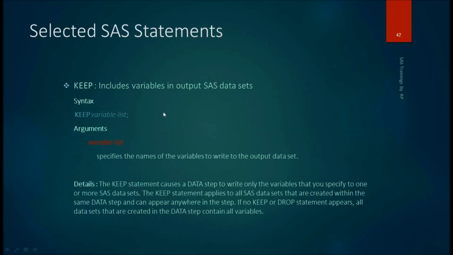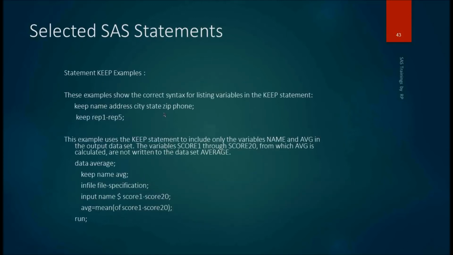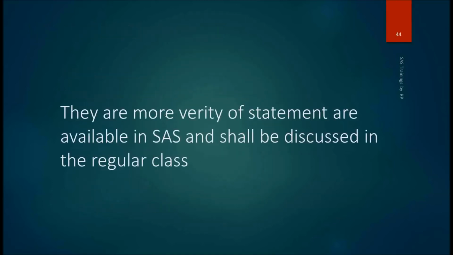Coming to the presentation. So here is one more example for the keep statement. I'm creating one data set called average from one external file. Here I don't require variables other than name and age. So that's why I have mentioned keep name and age separated by spaces. So my output dataset contains only two variables, name and age.